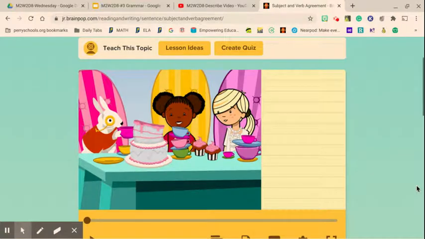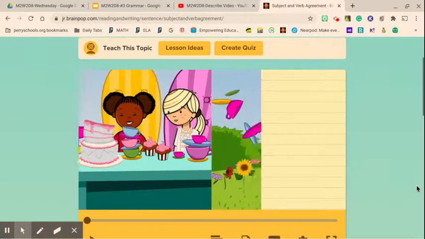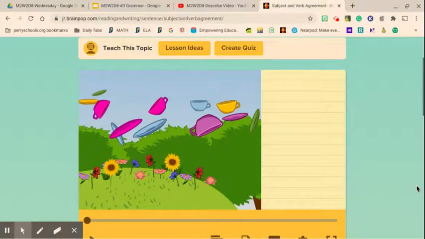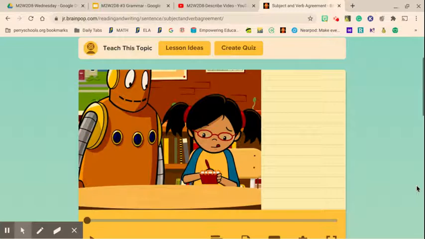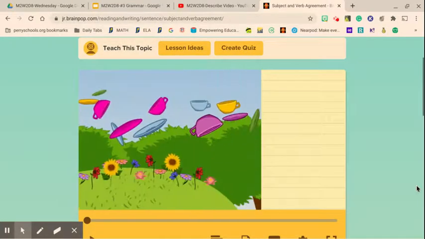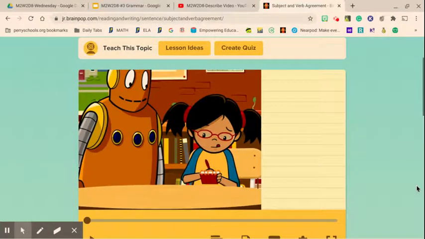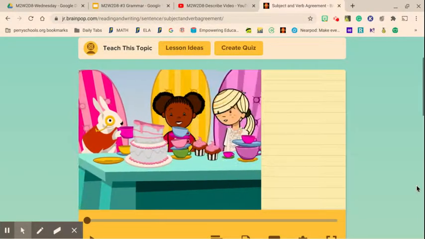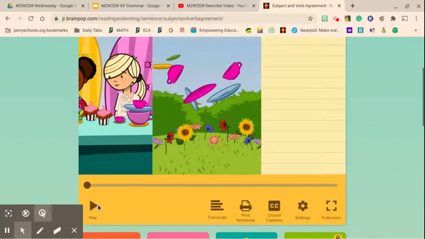For the third part of our lesson today, we are going to be learning about subject and verb agreement. So this is the way that the subject, who or what the sentence is about, sounds next to the verb or the predicate, what's happening in the sentence. So before we begin with some of the sentences and the posters that we're going to have, I wanted to watch this Brain Pop video to get you guys thinking about what subject and verb agreement means.